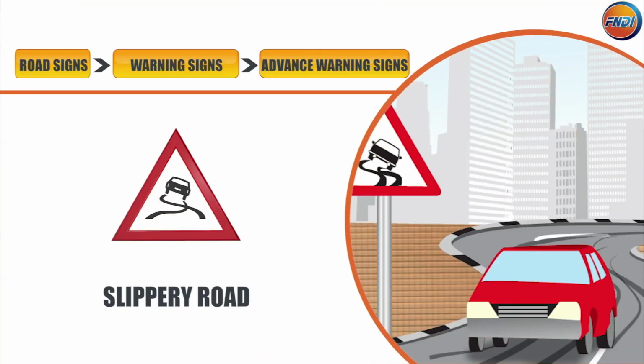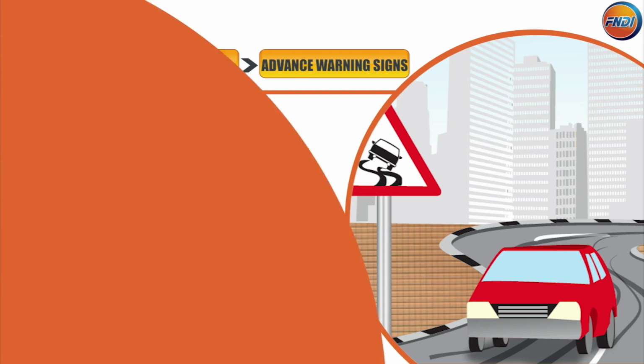Slippery road. This sign warns the motorists that the road is slippery ahead. It can be seen at hilly or creek areas. Motorists must reduce speed and avoid hard braking or sudden swerving. Moreover, the vehicle can become unstable, so maintain a safe space around the vehicle. Motorcyclists must take extra care because they are on two wheels.